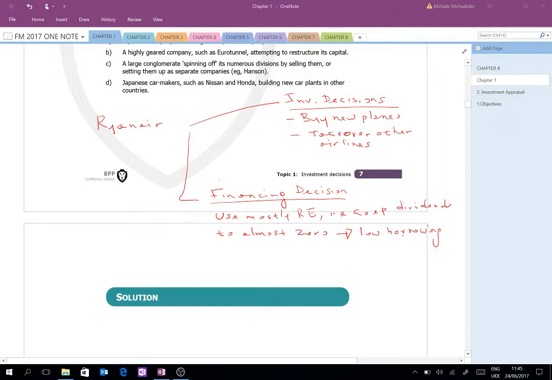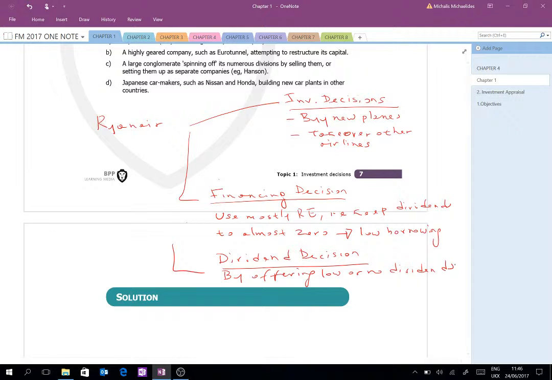And of course, as we already mentioned, this financing decision would have affected the dividend decision, the dividend policy, if you like, that the business was going to undertake. So what is the dividend decision? As I already mentioned, by offering low or no dividends.